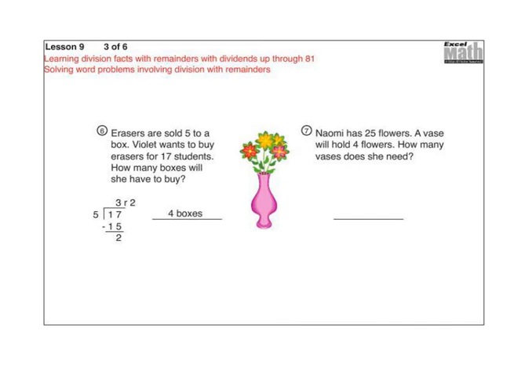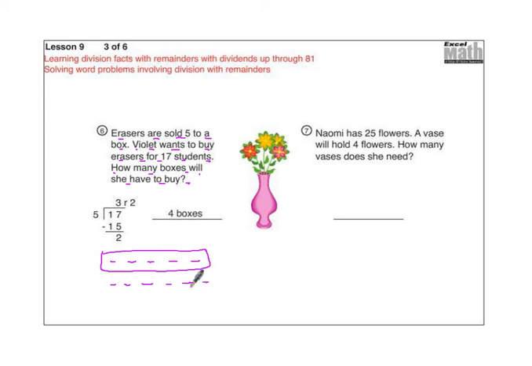Now we're going to take a look at some word problems involving remainders. Erasers are sold 5 to a box. Violet wants to buy erasers for 17 students. How many boxes will she have to buy? So picture this, there's 5 in a box. If you buy 1 box, you're going to get 5, obviously.